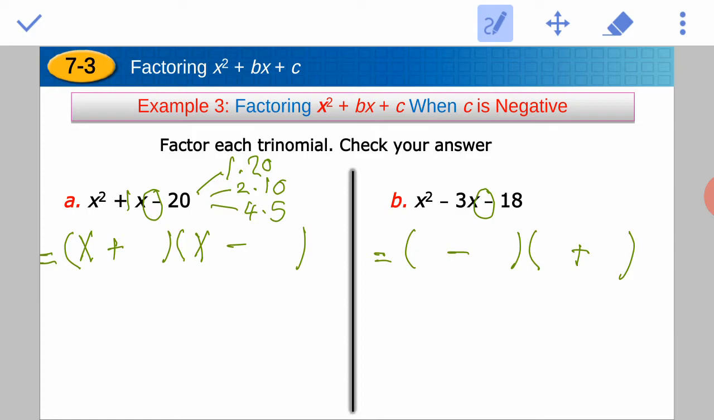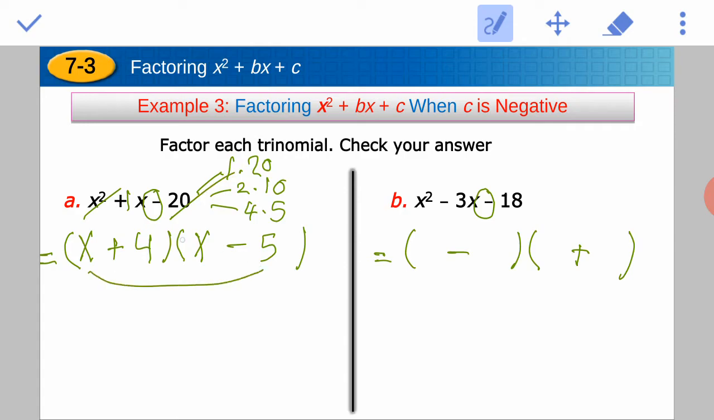So guys, I will make a mistake purposely in order to prove you can fix your problem even if you've made a mistake. So if I put the 5 right here and if I put the 4 right here and I check, what is x times x? X squared, the first term is perfect. Plus 4 times minus 5, it's minus 20. The last term is okay.